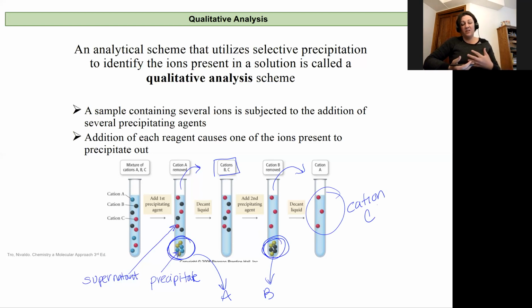And especially if these precipitates have different colors or kind of physical properties, one's more gel-like, one's more of a fine powder, then we'll be able to also say, oh, that first one that came out was probably silver chloride, something like that. It helps us identify them.